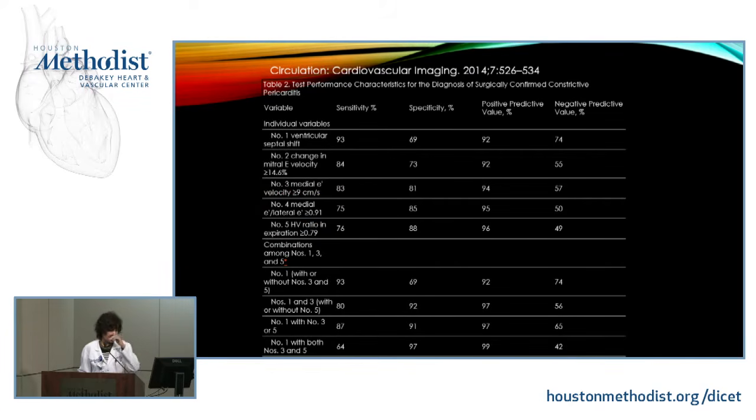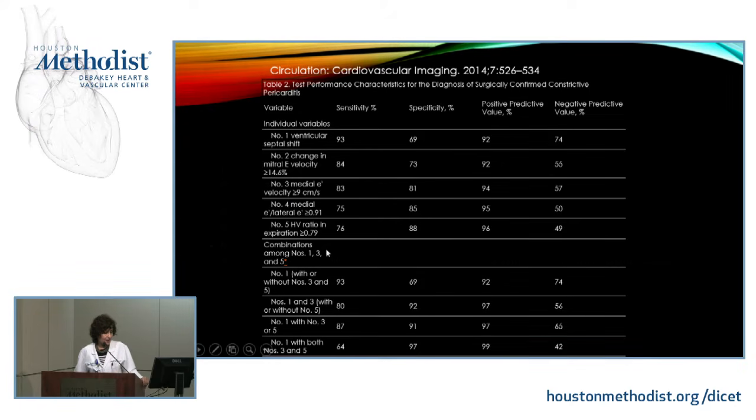Now, this is the paper that I was talking about, and I want you to focus here on the sensitivity and specificity. So they looked at 5 things: ventricular septal shift, change in mitral E velocity, medial E prime, the medial to lateral E prime ratio, and then the hepatic vein ratio in expiration. And as you can see, the most sensitive was the ventricular septal shift. Not most specific, but great positive predictive value.